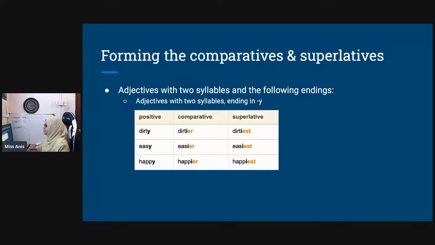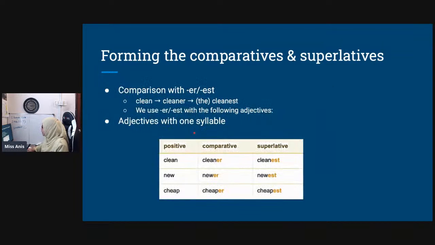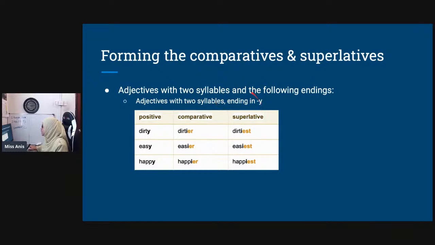Now, for 2 syllables, kalau untuk case macam ni pula, dia ada ending dengan Y. Macam mana kita nak spell dia bila dia dalam bentuk comparative? So dekat sini you tukar Y tu kepada I, lepas tu tambah ER. Okay, so untuk case ni kita compare dengan ER. Kalau dia 2 syllables and then ending dengan Y, you tukar Y ni kepada I and then you tambah ER untuk comparative.